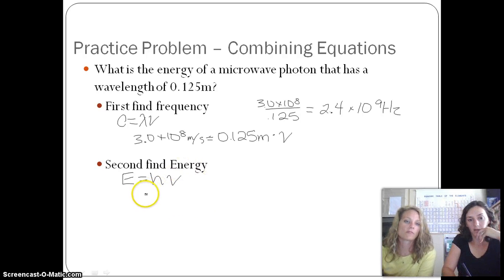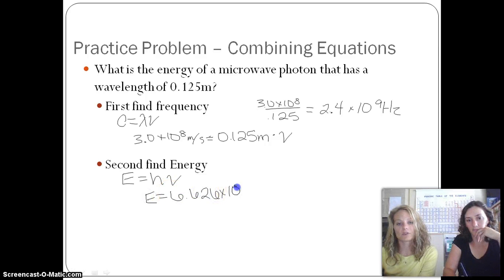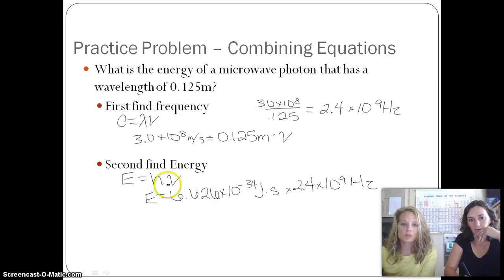All right, so we want to find the energy, so we're going to keep our E. Planck's constant, 6.626 times 10 to the negative 34 joules times seconds, times our answer we got up above, 2.4 times 10 to the 9th hertz. Those are multiplied together to give you an energy of 1.59 times 10 to the negative 24th joules.